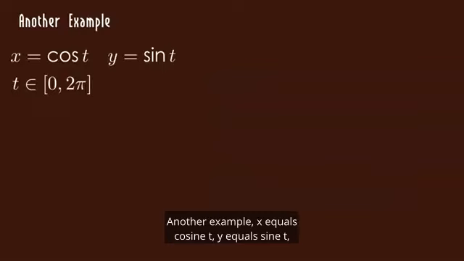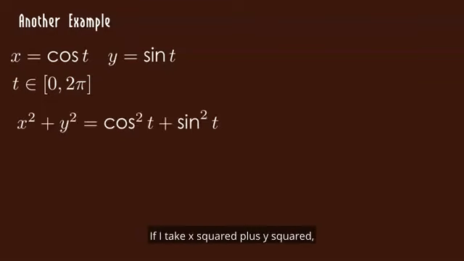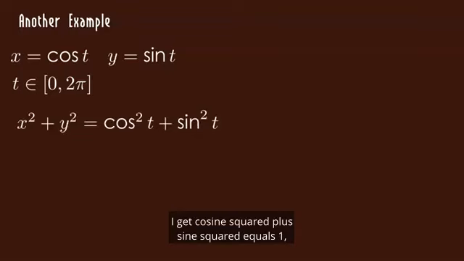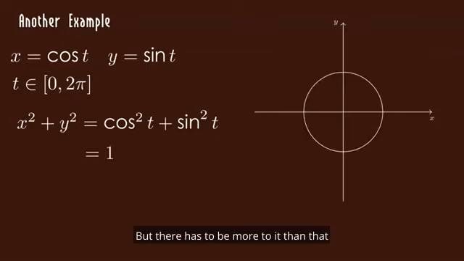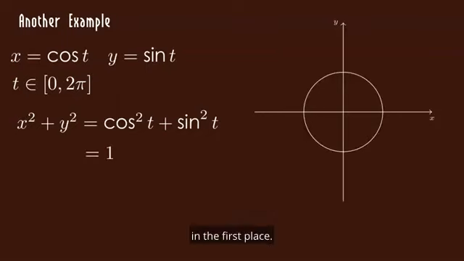x equals cosine t, y equals sine t, where t is between 0 and 2 pi. One of the tricks we can use when we have cosine t and sine t mixed together with our x's and y's is jiggle the terms using some of the things we know with sines and cosines and other trig functions. If I take x squared plus y squared, I get cosine squared plus sine squared equals 1, which is a circle. But there has to be more to it than that, because I've got all this t stuff. I could have just said x squared plus y squared equals 1 in the first place.